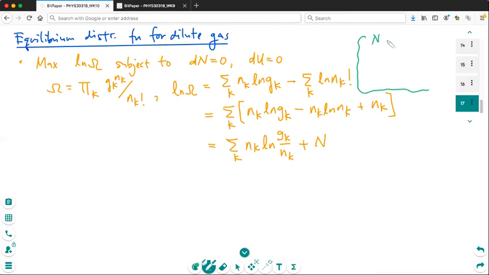Okay, how do I do N? N is the same as before. It's just now I don't go to individual energy states, I go to the bundles. I go to the kth bundle and ask how many particles do I have here? Tell me. And then I do the statistic.